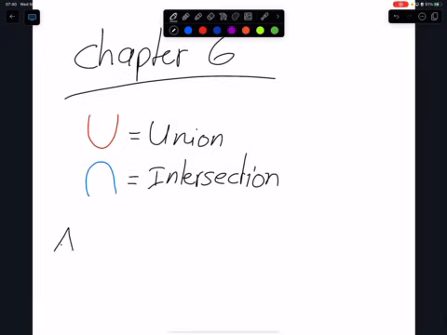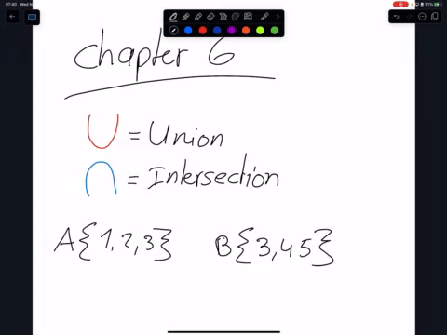I have the set A containing the numbers 1, 2, and 3. I have the set B containing the numbers 3, 4, and 5. Yes? So I have one bag, 1, 2, and 3, and the other bag has 3, 4, and 5. I start with intersection.